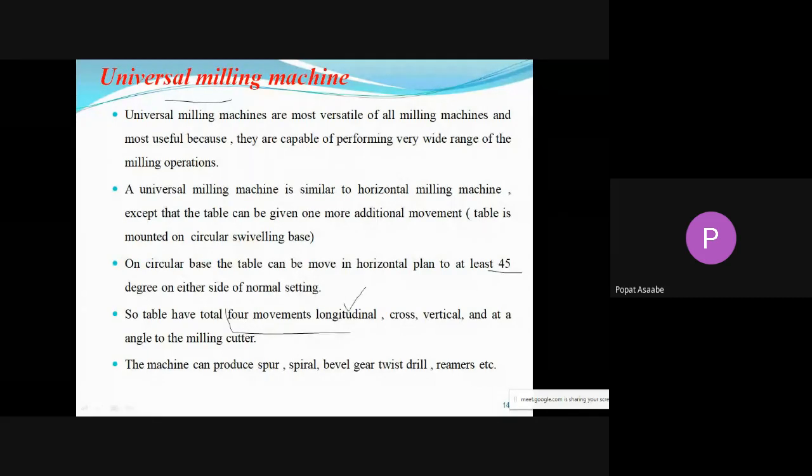That means we can achieve the longitudinal movement. With the help of the saddle we can achieve the cross movement, we can achieve the vertical up and down movement, and also we can achieve the angular movement. Generally, this universal milling machine is used to produce spur gears, spiral gears, bevel gears, twist drills, and reamers. For the production of such elements, we can use the universal milling machine.